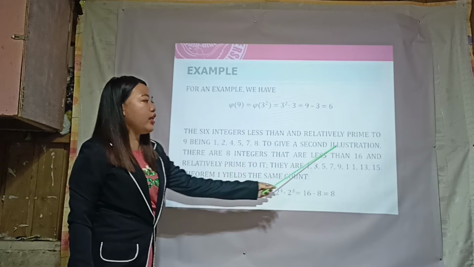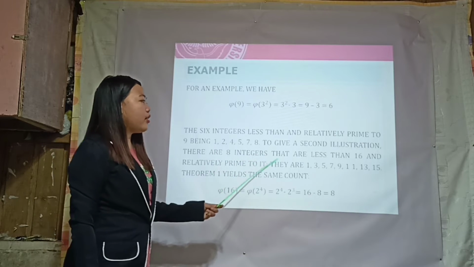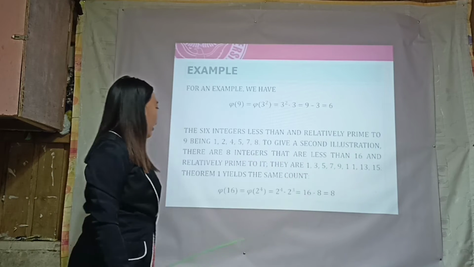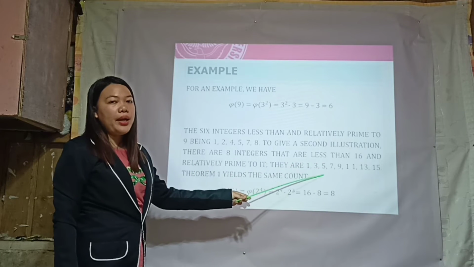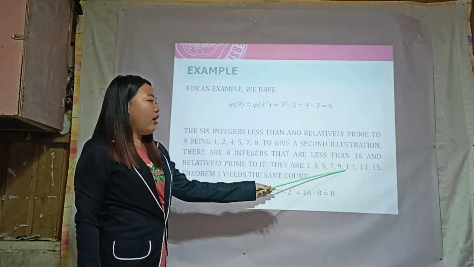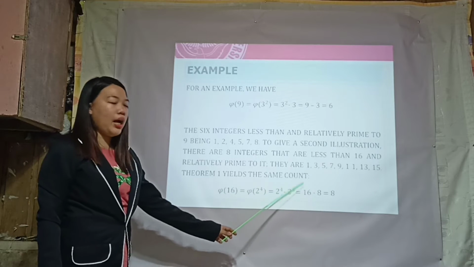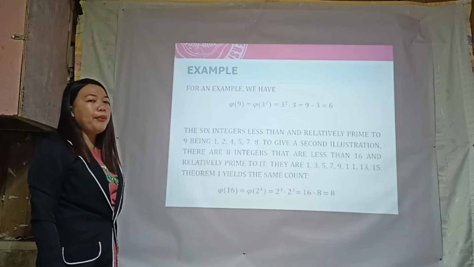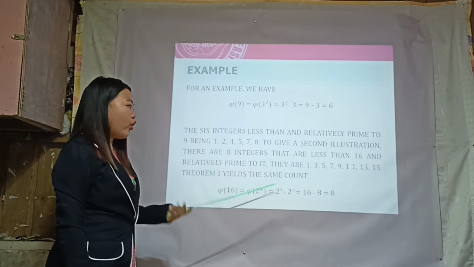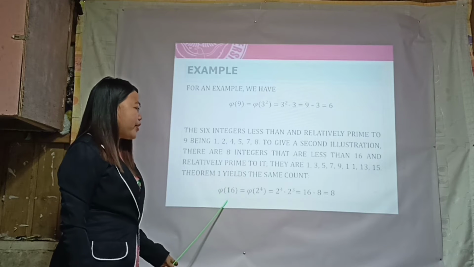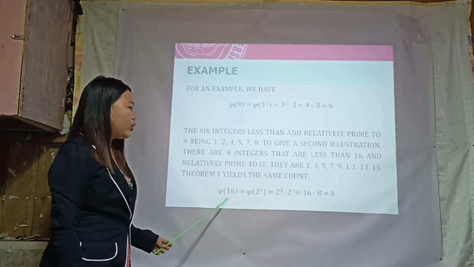To give a second illustration, there are 8 integers that are less than 16 and relatively prime to it. They are 1, 3, 5, 7, 9, 11, 13, 15. Theorem 1 yields the same count. So, for example, phi of 16 is equal to phi of 2 raised to the power of 4, which is the factorization of 16, which is 2 times 2 times 2 times 2, equal to 16.